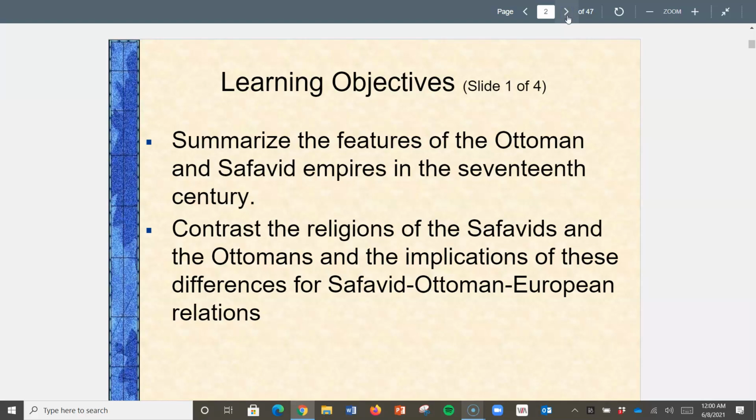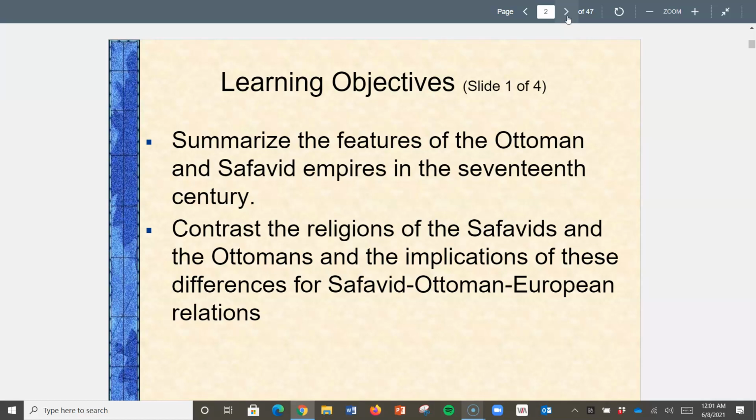Obviously, from looking at this page, you can see the first two things that the chapter really is concerned with are the development of the Ottoman Empire and the development of the Safavid Empire. These two are Muslim empires. In times past, we used to refer to them sometimes as the gunpowder empires, because they would be some of the first to use gunpowder in a militaristic way.